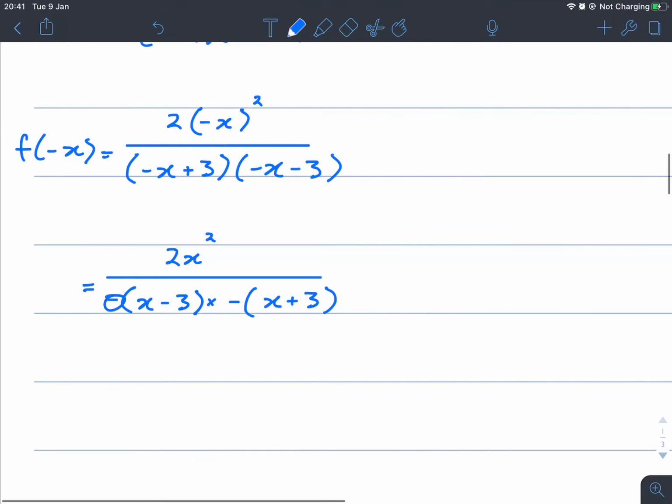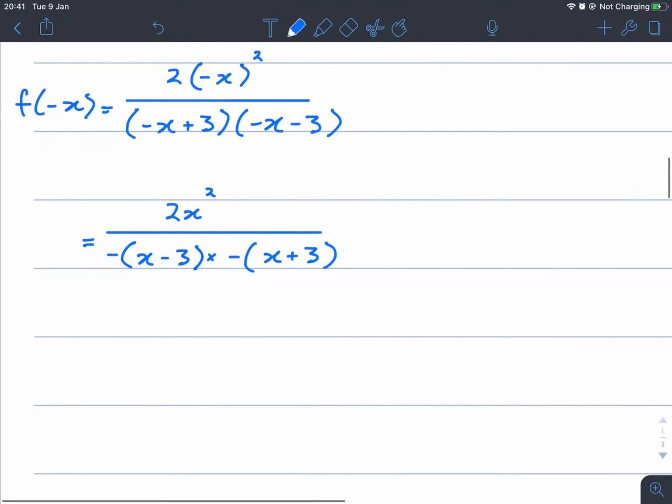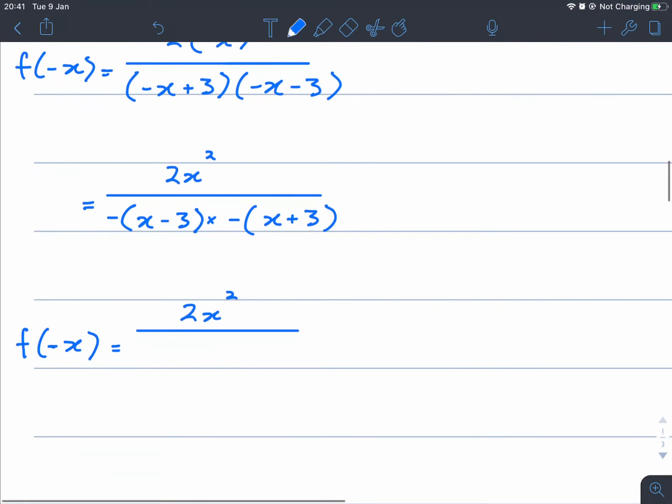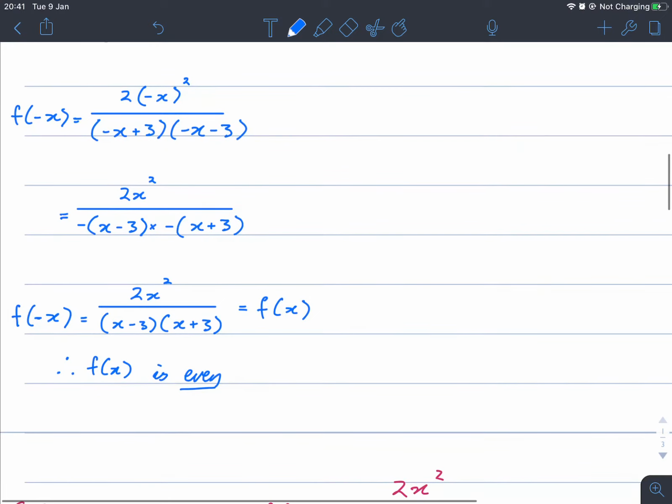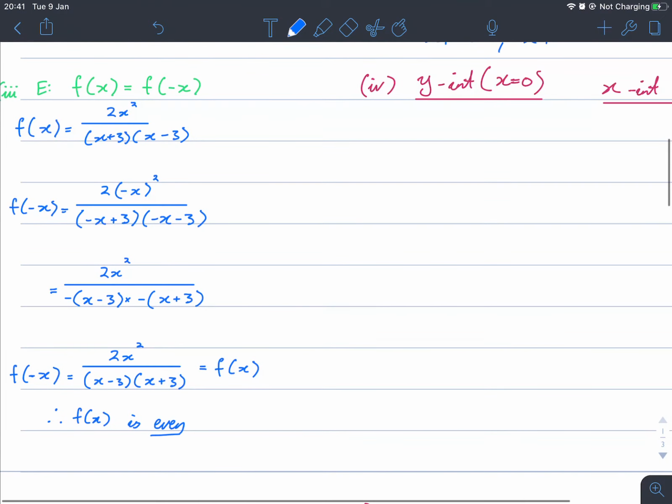Notice how there are two negatives in the denominator that are multiplying. So this will simplify down to 2x squared all over, this negative and that negative will cancel to become a positive, giving us x minus 3, x plus 3, which is the same as f of x. Therefore, this function, f of x, is even.